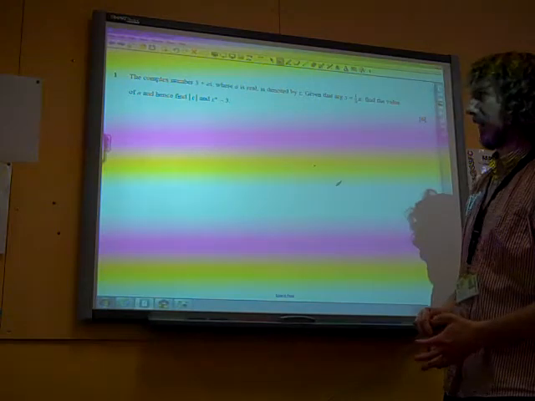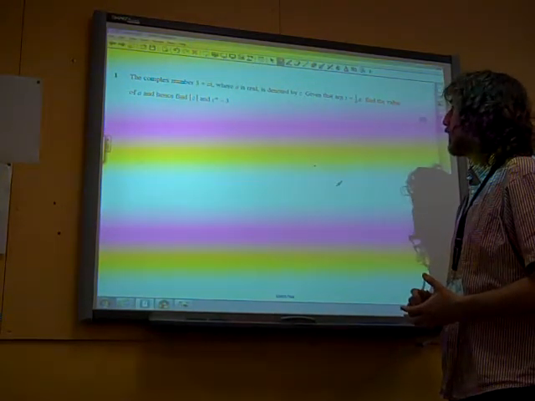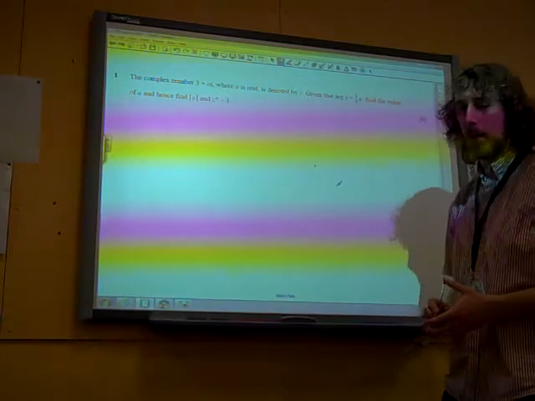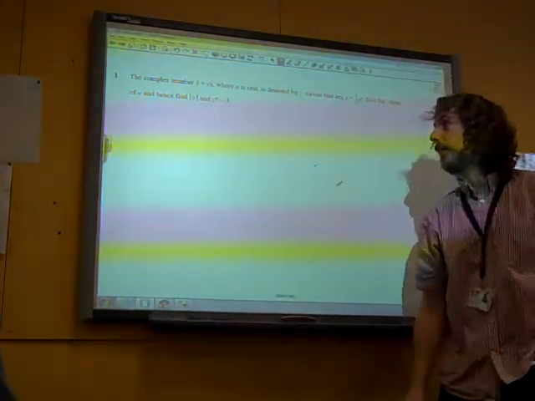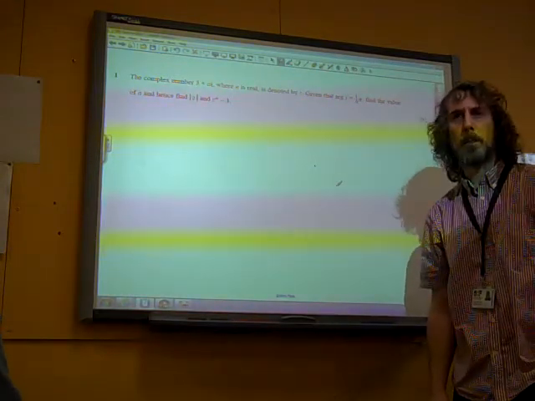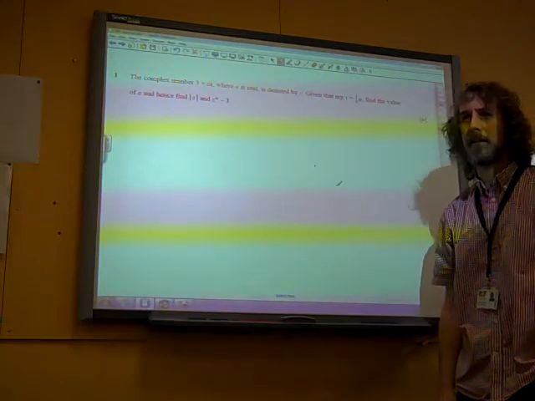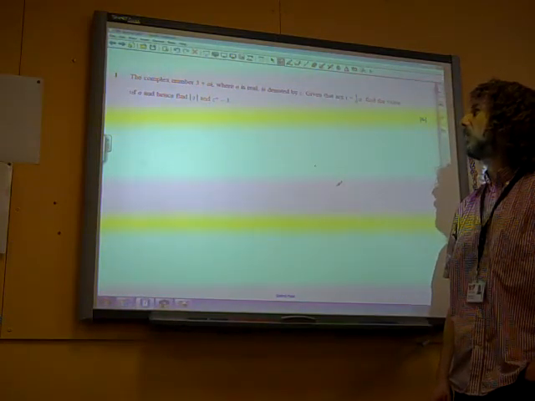Question 1. The complex number 3 plus ai, where a is real, is denoted by z. Given that the argument of z is pi by 6, find the value of a, and hence find the magnitude of z, the modulus of z, and the complex conjugate of z minus 3, z star minus 3.